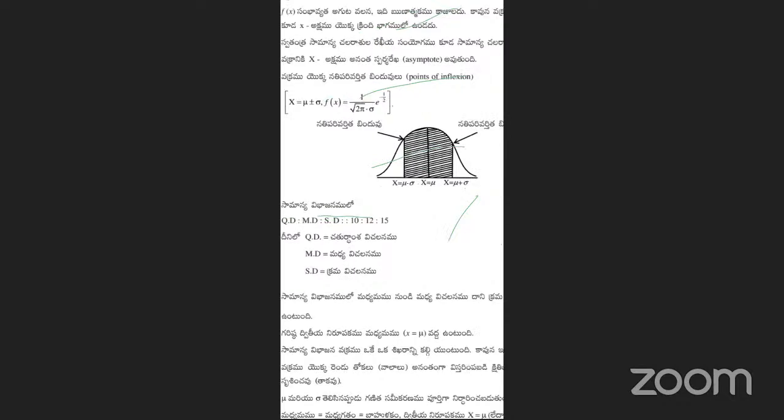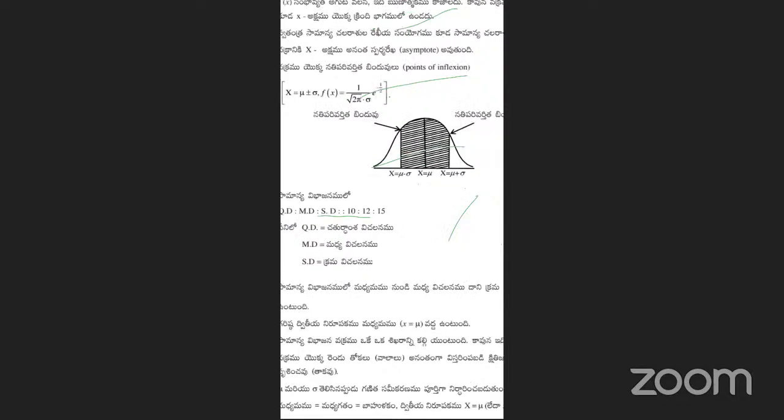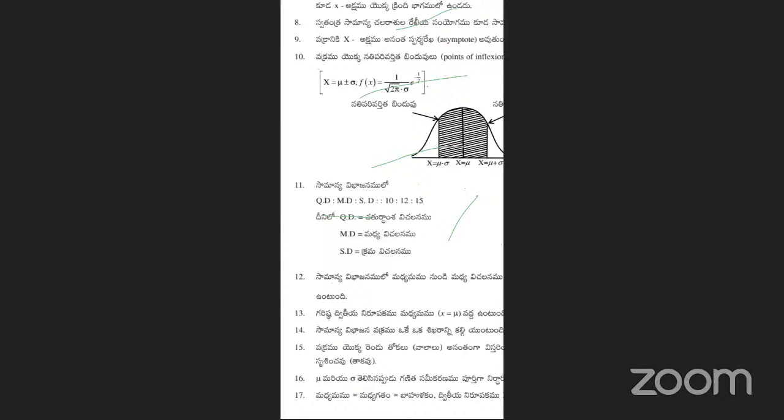Points of inflection where x equal to mu plus or minus sigma. As I explained to you, where x equal to mu minus sigma, mu plus sigma, mu minus 2 sigma, mu plus 2 sigma, mu minus 3 sigma, mu plus 3 sigma. That is the percentile value I explained. Then quarter deviation, mean deviation, standard deviation, that is 10 is to 12 is to 15. Where MD is mean deviation, SD is standard deviation, QD is quarter deviation.